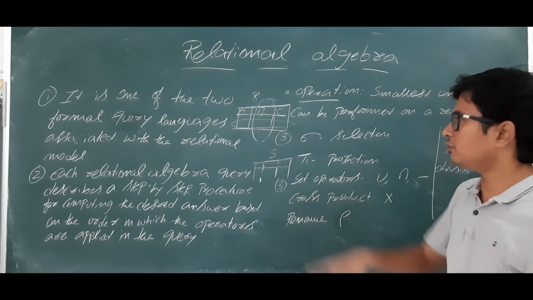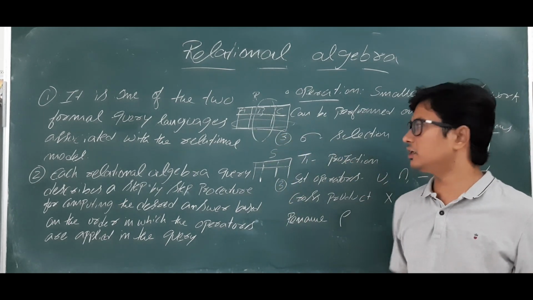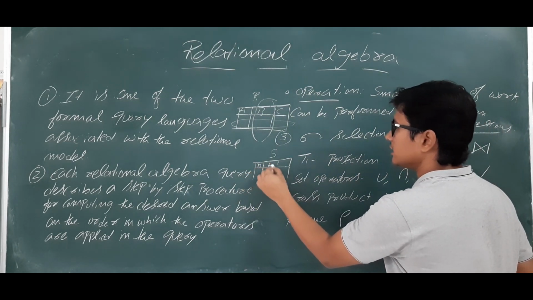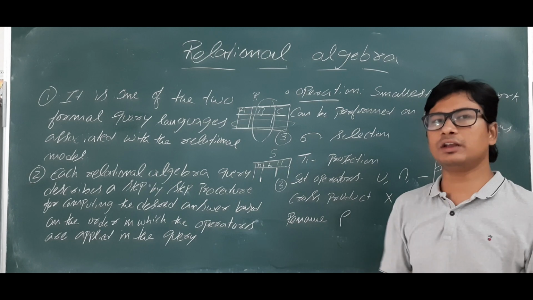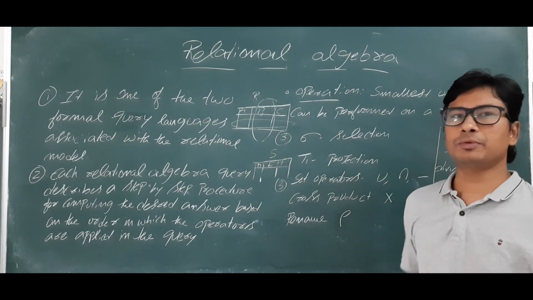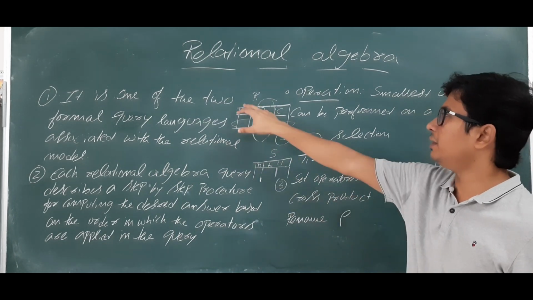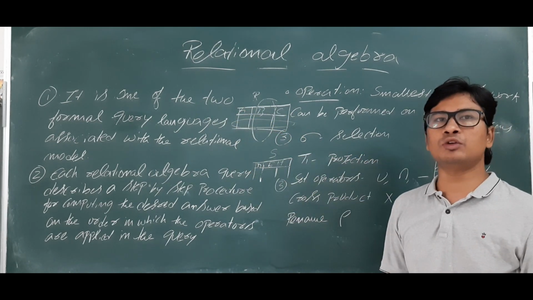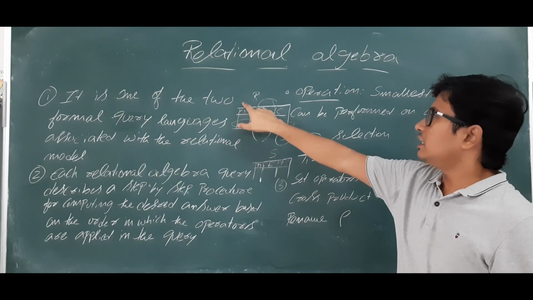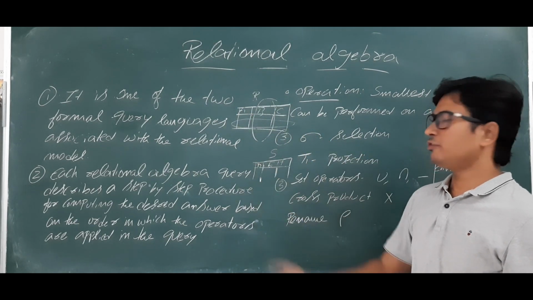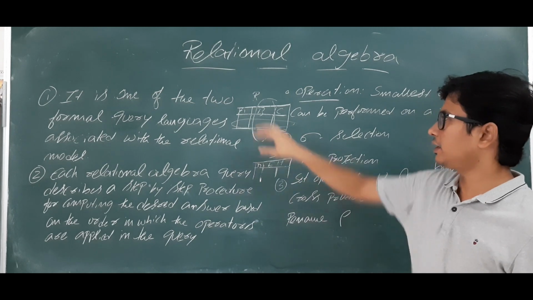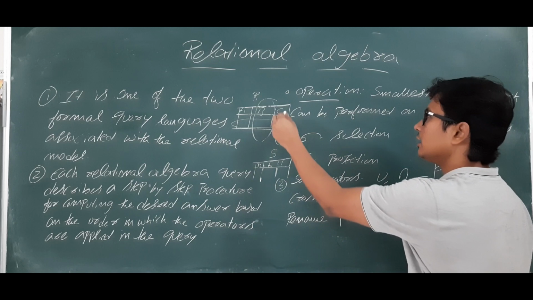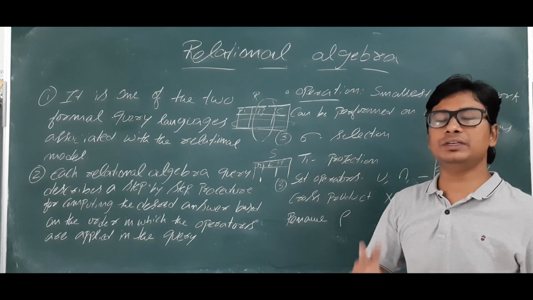Step 1 is that the degree of the two relations should be equal. Relation R has degree 3 and relation S also has degree 3, so they are okay with the first condition. The second condition is the domain of each attribute. What is meant by the domain? What is the data type of A and what is the data type of D? Both should be the same. And the data type of B and the data type of E should be the same. The data type of C and the data type of F should be the same.